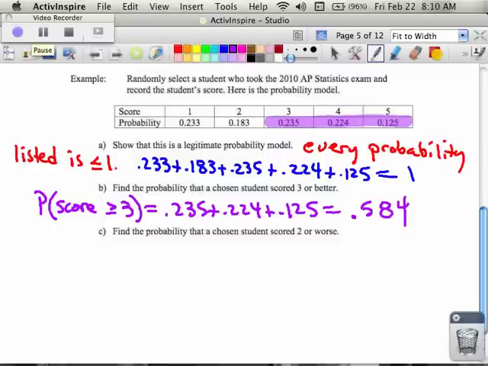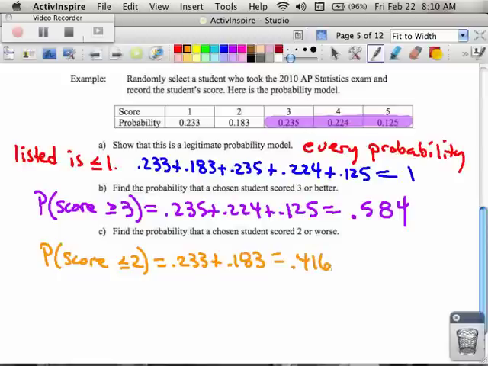And then what's the probability that somebody scored a 2 or worse? You could, if you're doing this, do it this way. The probability that the score is less than or equal to 2, which would be equal to 0.233 plus 0.183, which would be a grand total of 0.416. Or, as we talked about earlier, since this is the complement, since they're mutually exclusive, you can say that the probability is equal to 1 minus 0.584, which would yield the same answer. So you can use your knowledge of the total sample space as 1 to do the same thing. And the readers of the test know that you can do either, especially since you found B already.